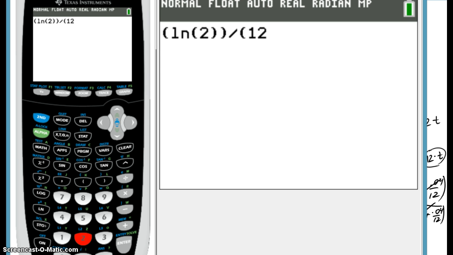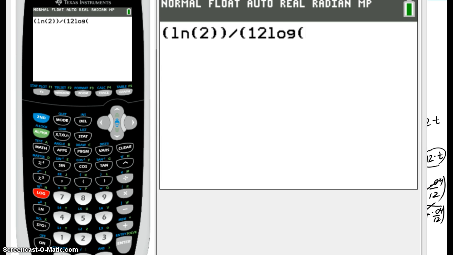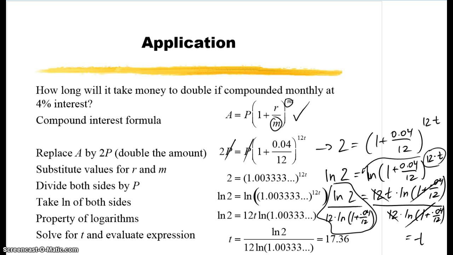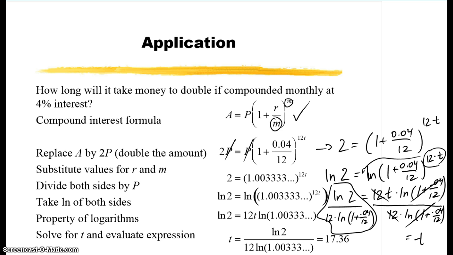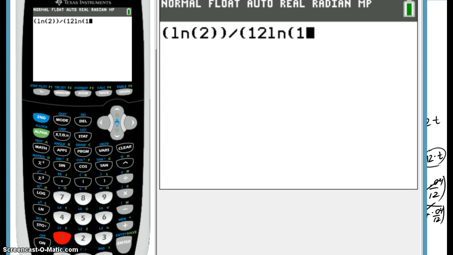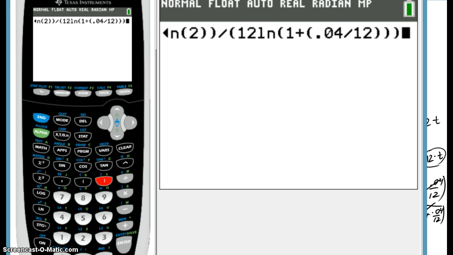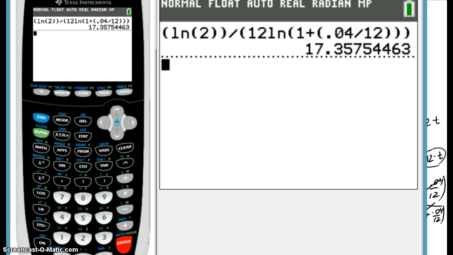You don't have to write the times, you could just put log. And just to show you again, we have natural log of 1 plus 0.04 over 12. So I entered log, so let me go back and hit natural log. Okay, and the expression is 1 plus 0.04 over 12. 1 plus, I open a parenthesis for the expression, 0.04 over 12. Close the parenthesis for that fraction, close the parenthesis for the expression, close the parenthesis for the denominator, hit enter, and that's how we get 17.36.